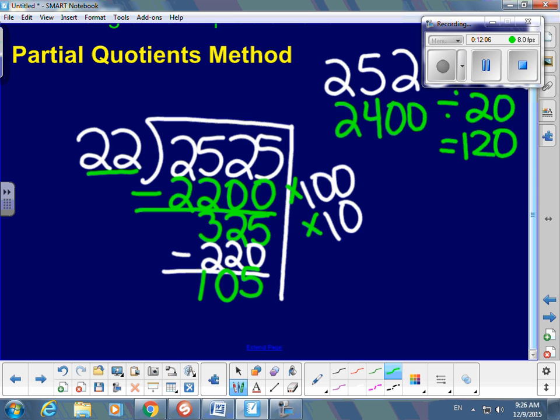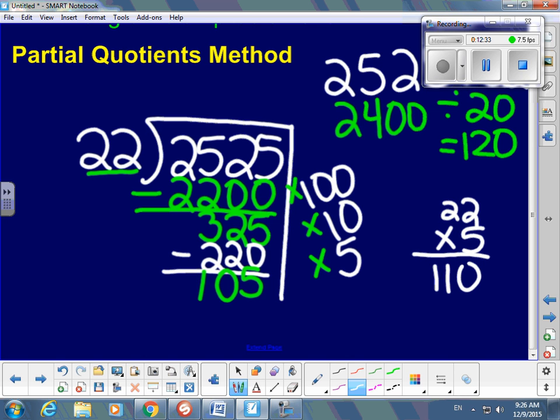So what's half of 10? 5. They want to do 5. So now you are doing 22 times 5. Go ahead and do it. There's a lot of confusion going on. What's wrong? What's 22 times 5? 110. So what's the problem? It is 5 more than what we need. So if we can't do 5, then what should we do?